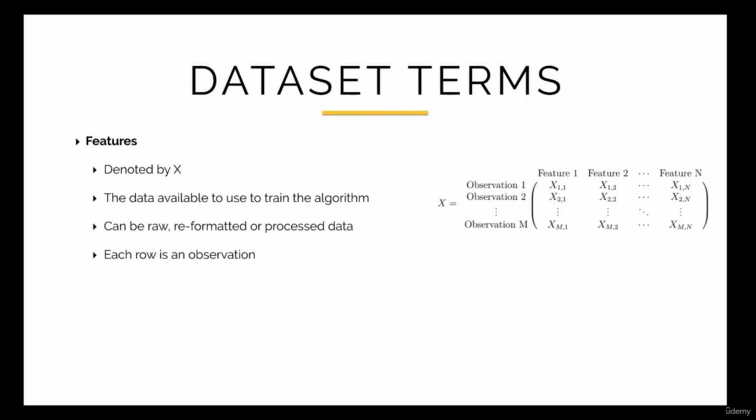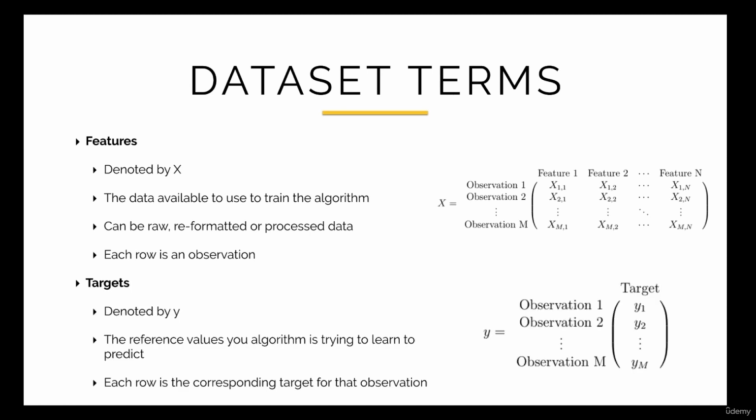As you can see, this is very often denoted by just capital X, and X contains the matrix where each row holds an observation and each column is for a specific feature.